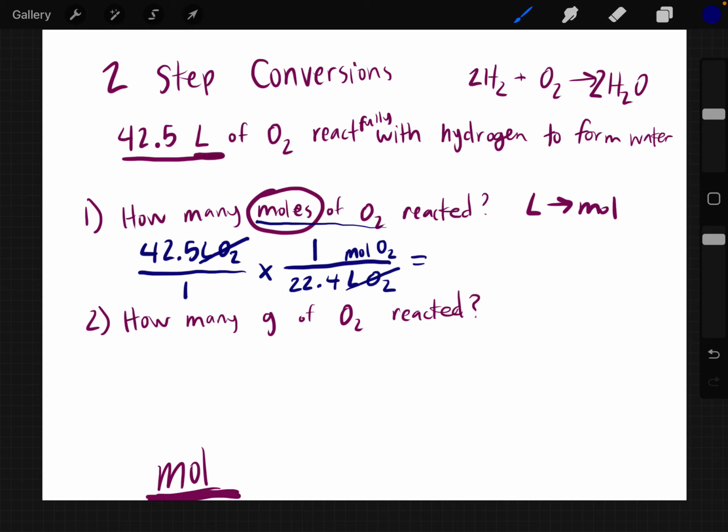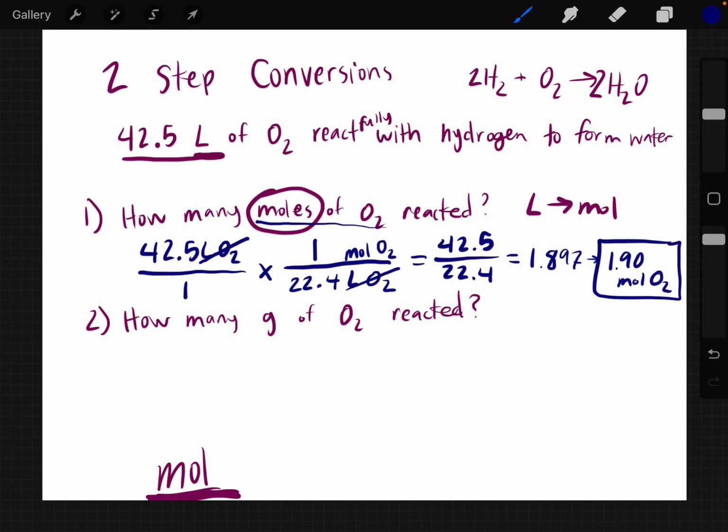number. Okay? And then I'm going to multiply across the top. I'm going to do 42.5 times 1, which really equals 42.5, divided by 1 times 22.4, which is really 22.4. When I plug that into my calculator, sorry, I'm not showing it. I don't have it with me. It's going to end up being 1.897. I can probably just change this to 1.90 moles of oxygen. And that would be my answer for step 1.